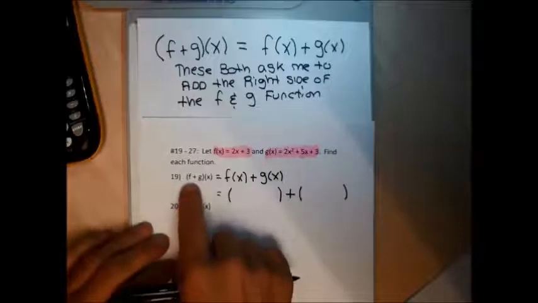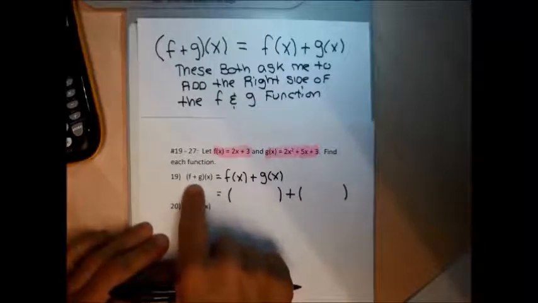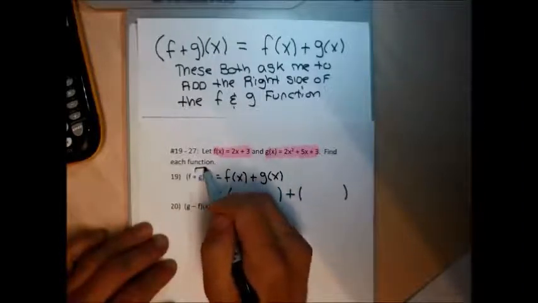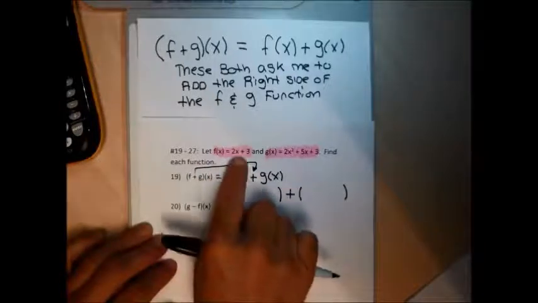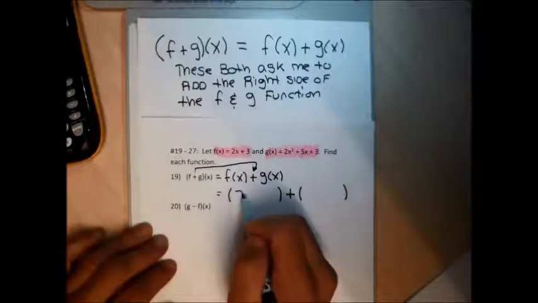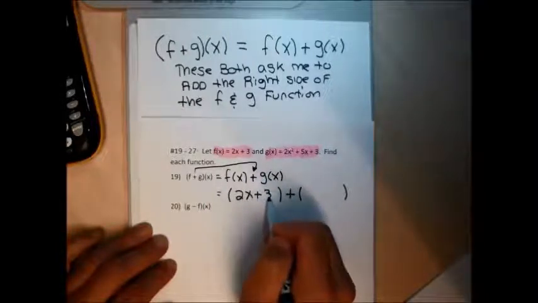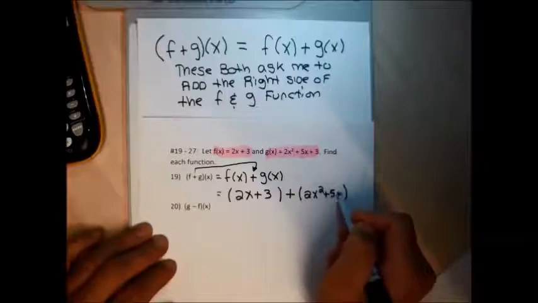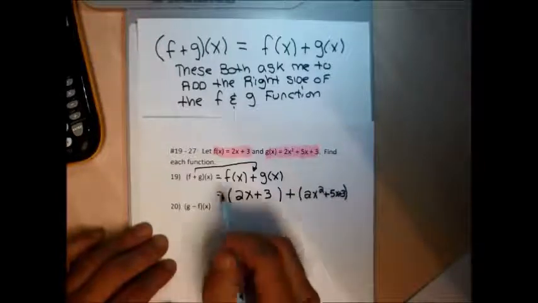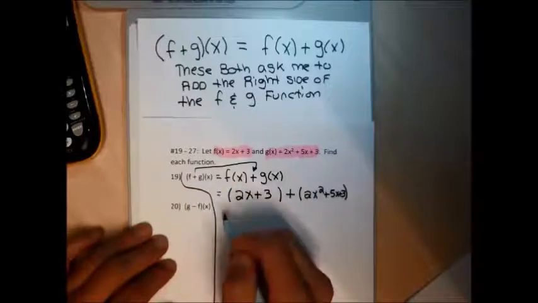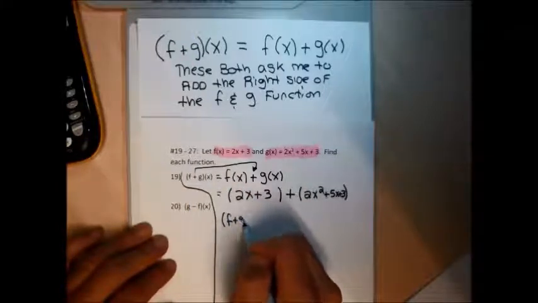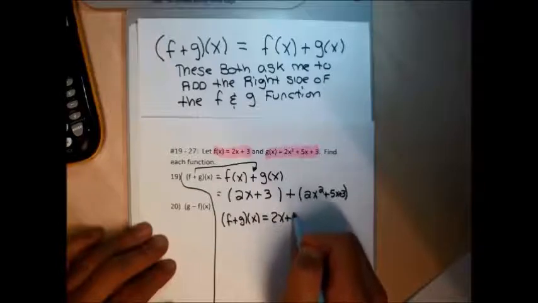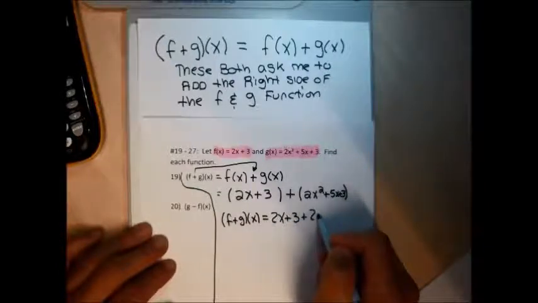So I changed from function notation that had the functions together with one x into function notation that had the functions separated with two x's, and this plus sign between them remained. And now I'm going to change from function notation to non-function notation. I'm going to change the f of x function to 2x plus 3 and the g of x function to 2x squared plus 5x plus 3. And now I'm just going to work this out. So I'm going to get f plus g of x equals, and each parentheses that I imposed really wasn't necessary, and they can be dropped without any change.